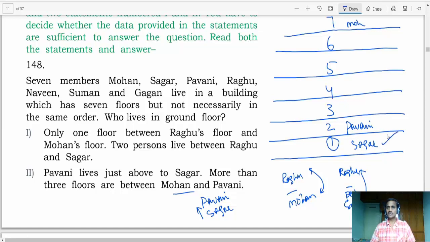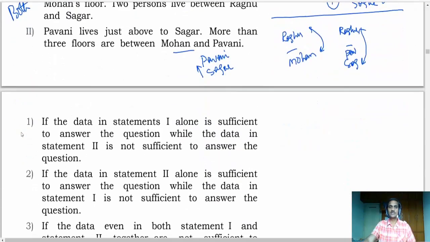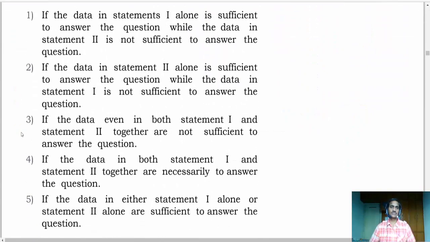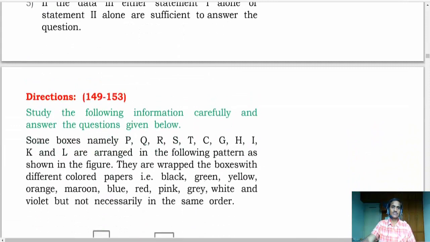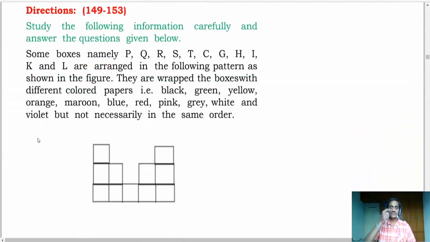Then who is on the ground floor? Sagar is on the ground floor. Are you getting the answer or not? By combining these two, we are getting the answer. Both, that is given in choice 4. Now this is about question number 148. Then 149 to 153. Now it is based on a diagram.